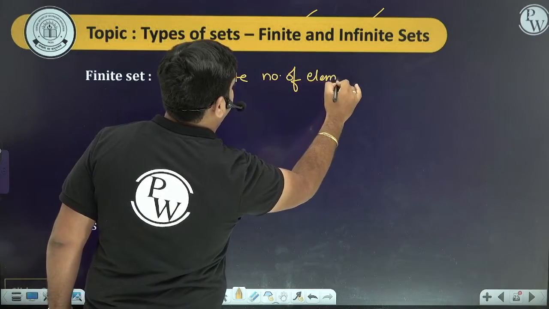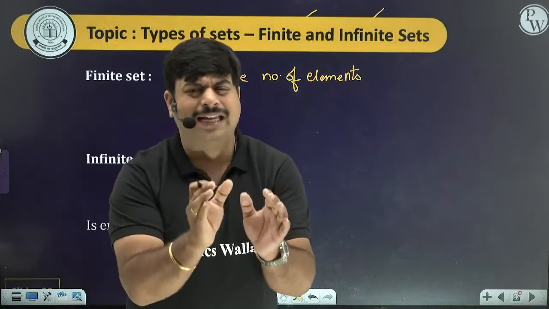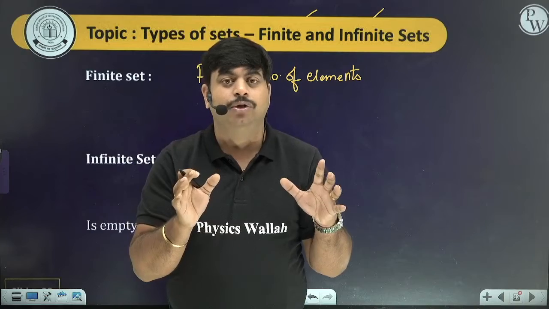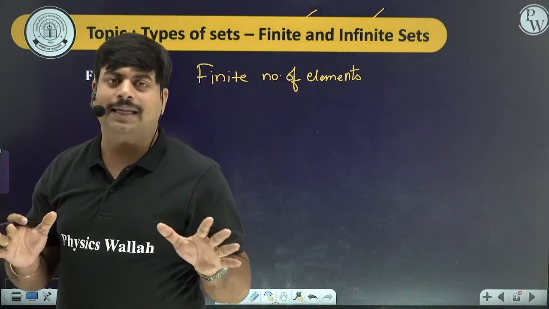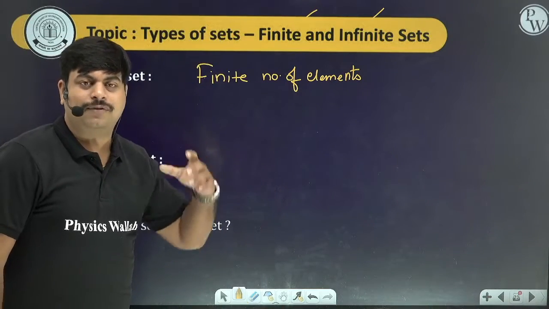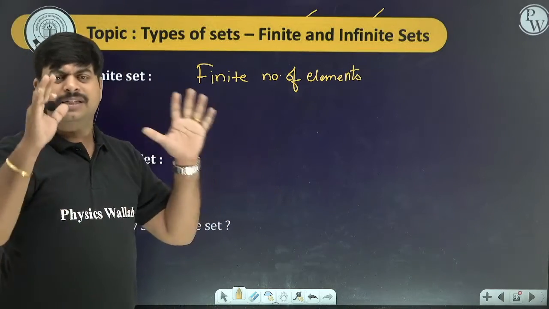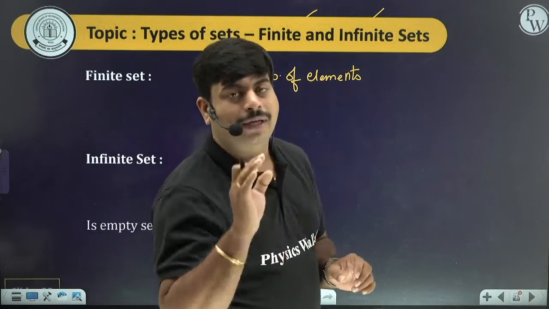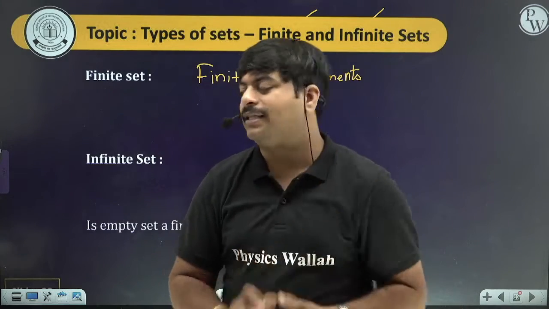So what do you mean by finite number of elements? It may have one element, two elements, 10 elements, 1,000, 1 crore, 10 crores, whatever it is. But we are able to list how many elements are there in that. For example, all the natural numbers from 1 to, let's say, 1 crore. You may have 1 crore numbers, but it is a finite set. Although it is a very large set, you can still tell how many elements are there. That is the reason it is called a finite set.